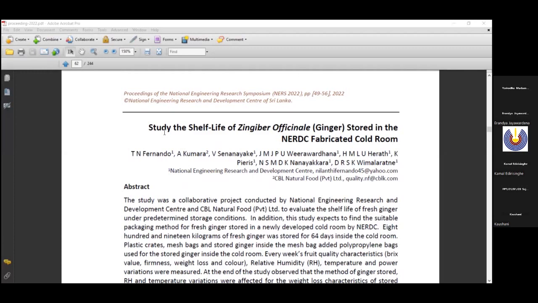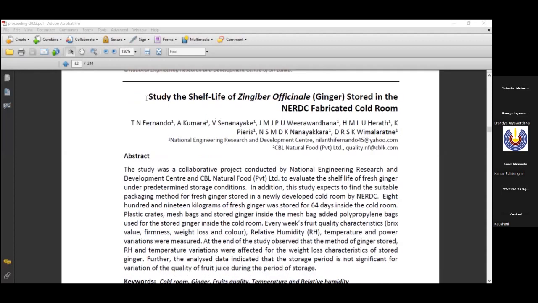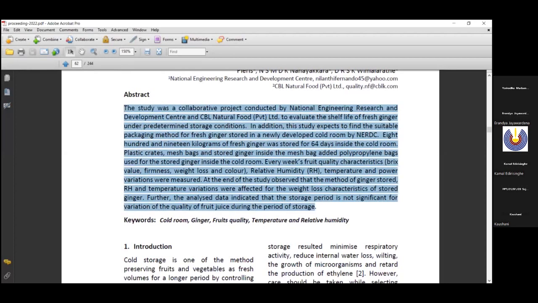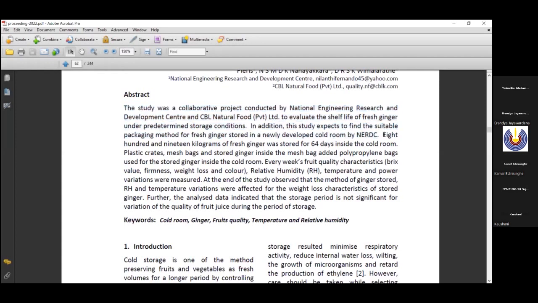This is engineering, process development: a study of the shelf life of Zingiber officinale stored in a cold room. This is action research, or research, not a review. You can see the name of the study and that the abstract is included. The purpose, the methodology. Two or three statements, and the purpose is also done.